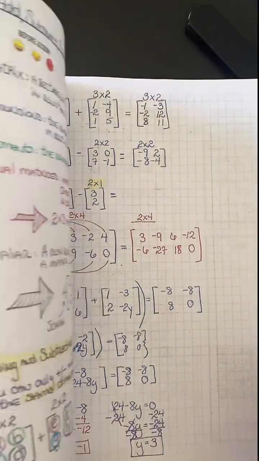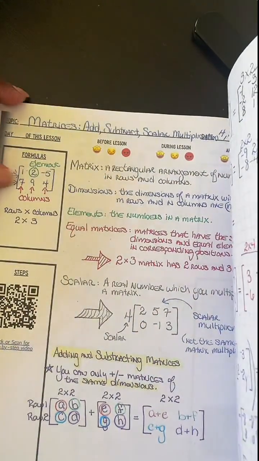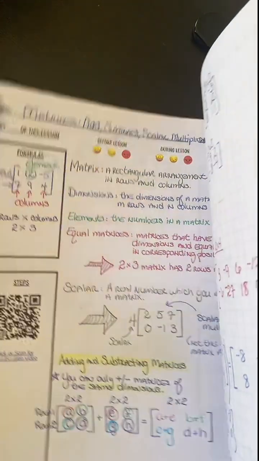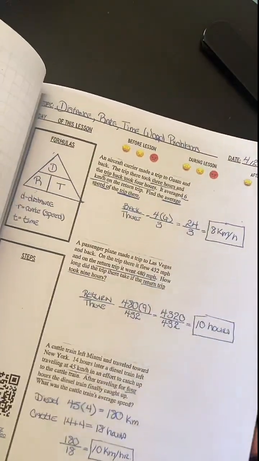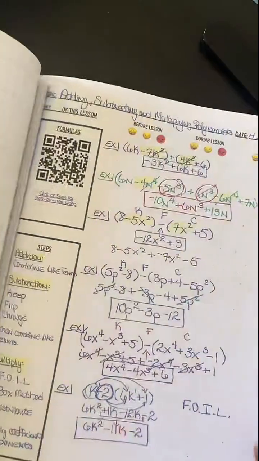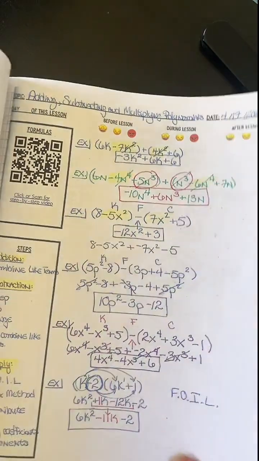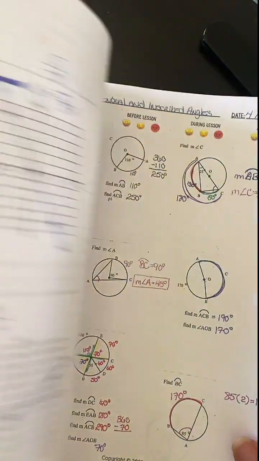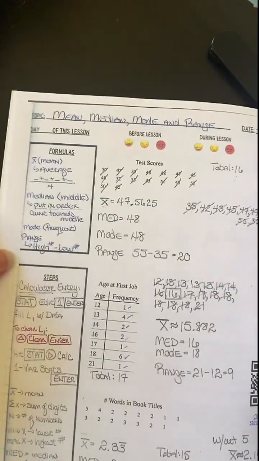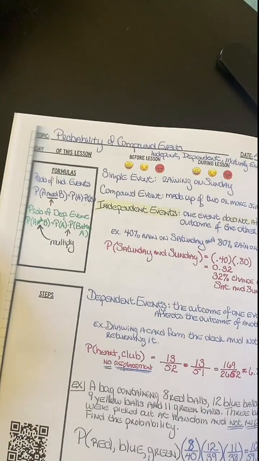Now, just like my lives, it's very sporadic. It's all over the place. So you've got matrices, sometimes probability, and then distance and rate. This is the 3rd book. So parallel and perpendicular, you have a lot of the linear stuff and also adding, subtracting, and multiplying polynomials. We did a little bit of geometry in here. We also have mean, median, mode, and range. So it gives you a nice little mixture. Here it gives you a little bit of probability of compound events.